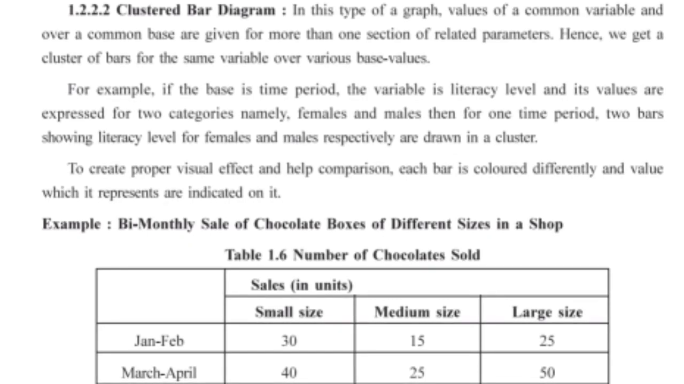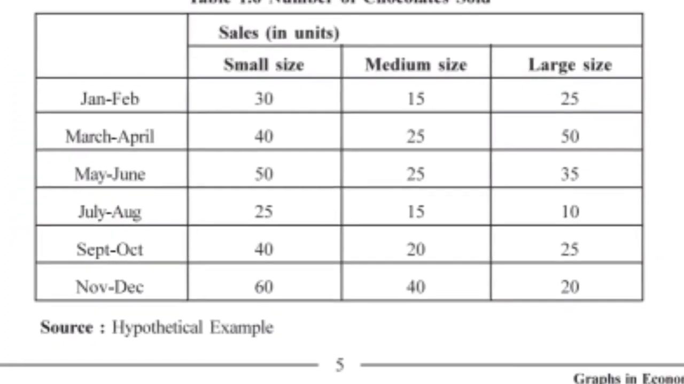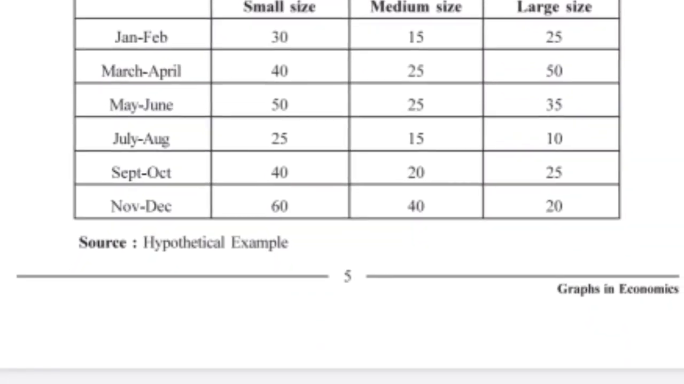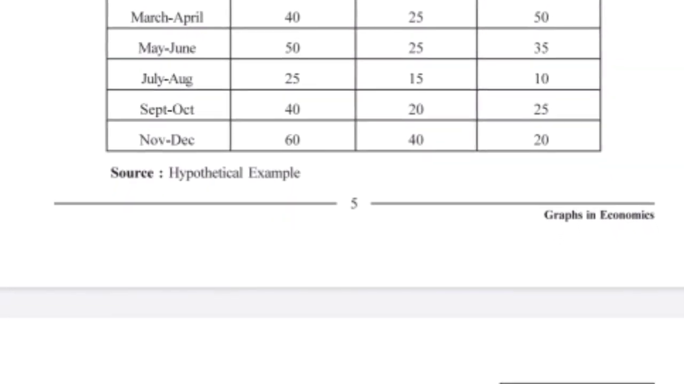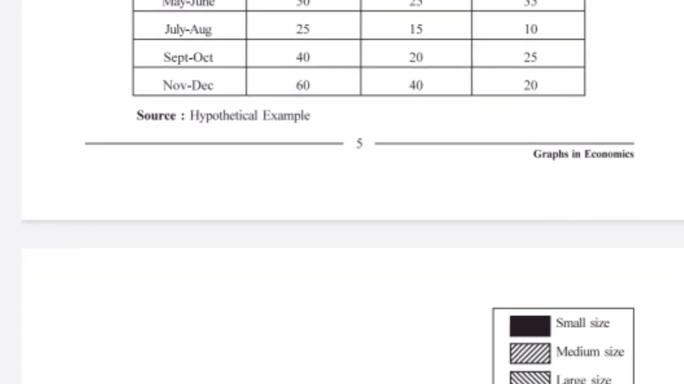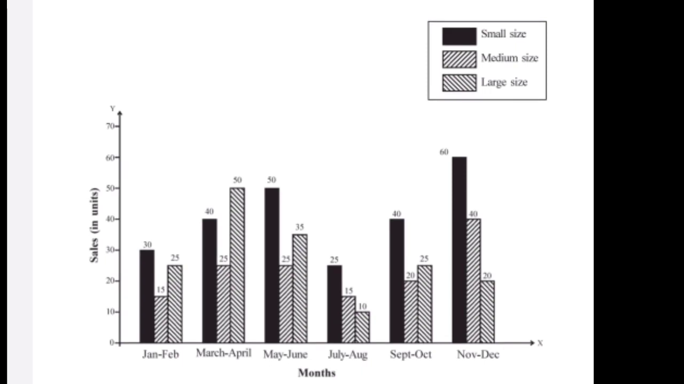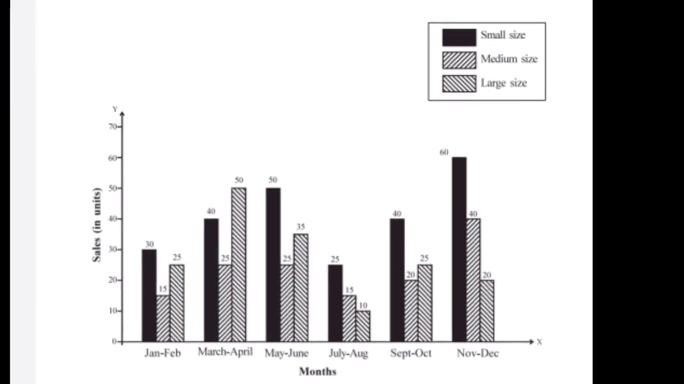On the clustered bar diagram, we can draw this type of data: the number of chocolates sold, sales in units, small size, medium size, large size. There are given data January to December. Now we will put these numbers on the diagram. First of all, we are putting the x-axis months and on the y-axis sales in units.